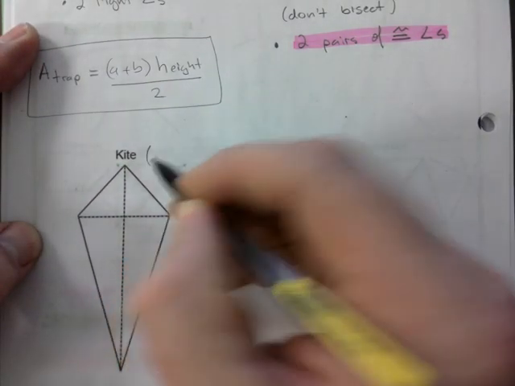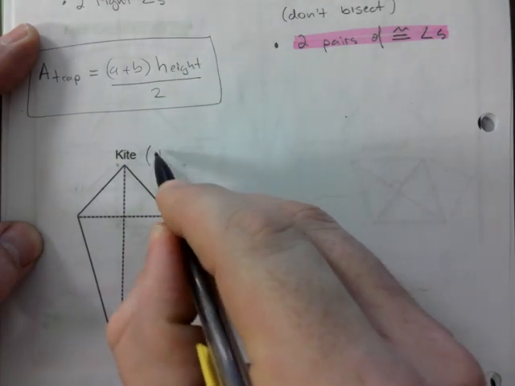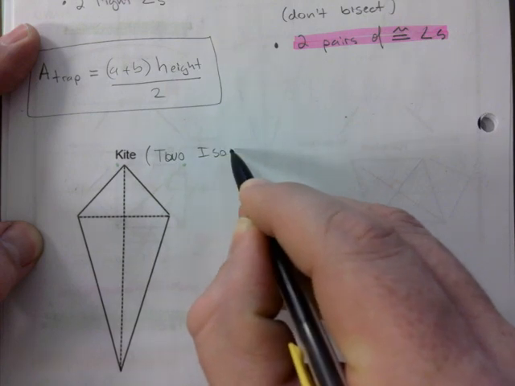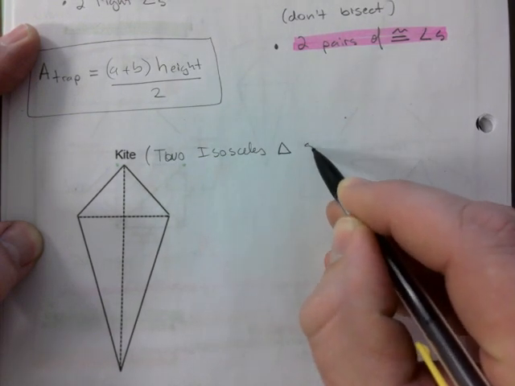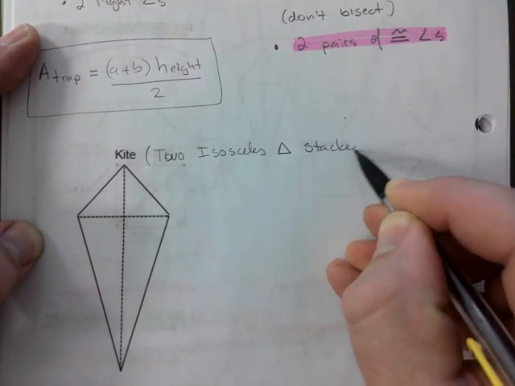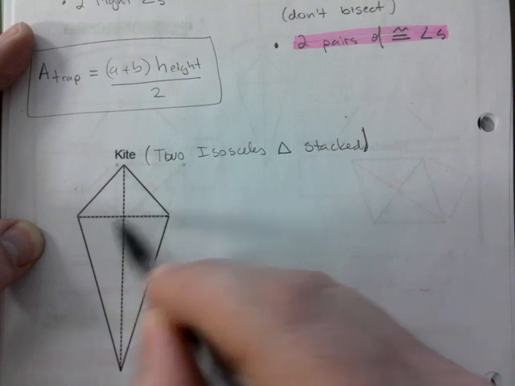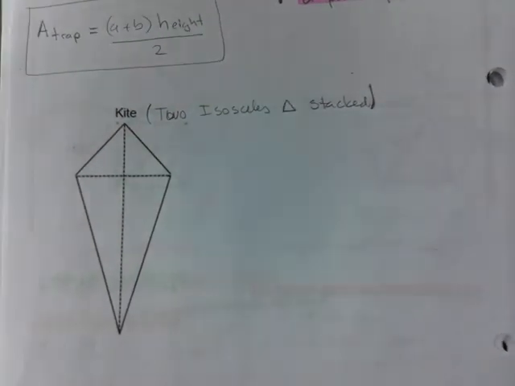Kite. I want you to think of it. Don't tell me that this is what it is. Think of two isosceles triangles that are stacked. Like this is an isosceles triangle and this is one, and they're stacked. That's what I want you to think of, because that helps students sometimes come up with the properties.